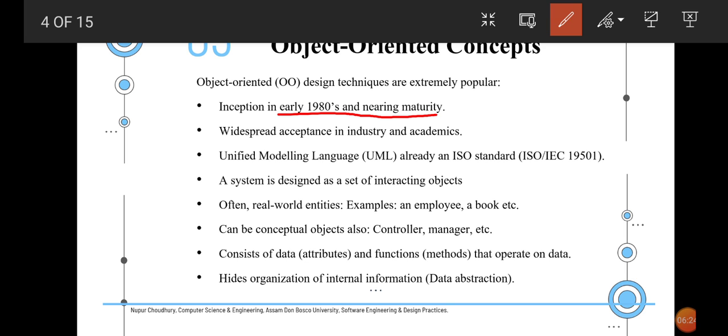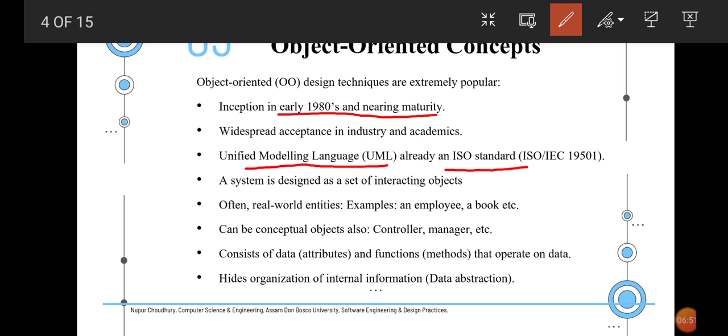Then we use the Unified Modeling Language in order to represent object oriented design, which is already an ISO standard and is defined in ISO IEC 19501. So we already have a formulated language which is used to represent these object oriented concepts, and we shall be covering the Unified Modeling Language very soon.